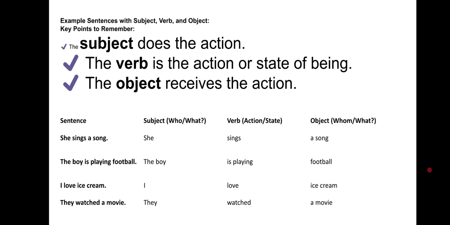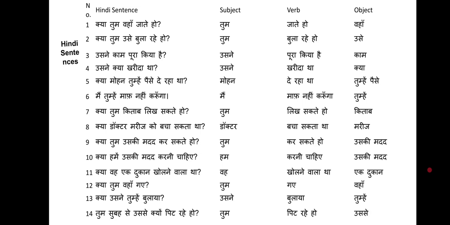I love ice cream. I is the subject here, love is the verb, and ice cream is the object. They watched a movie. They is the subject here, watched is the verb, and a movie is the object. Now these are sentences in Hindi, and you have to find these three things in each sentence: subject, verb, and object.